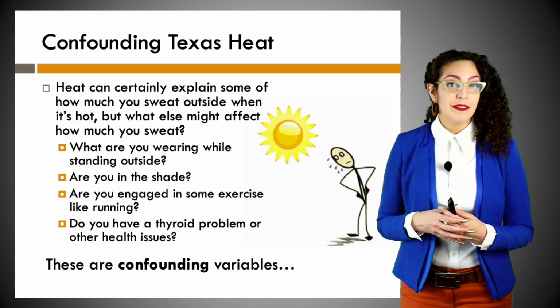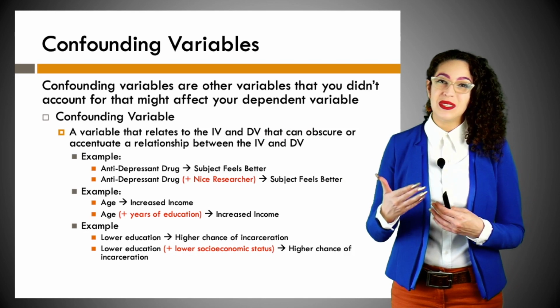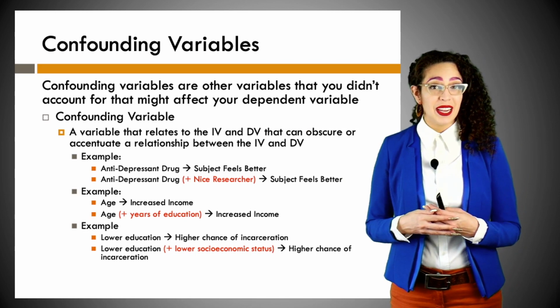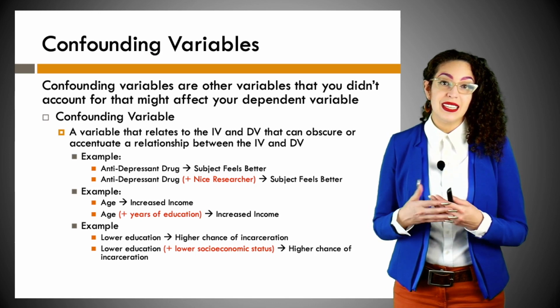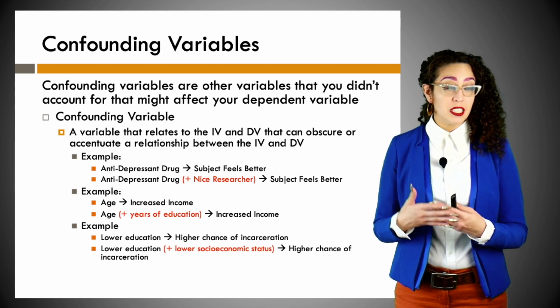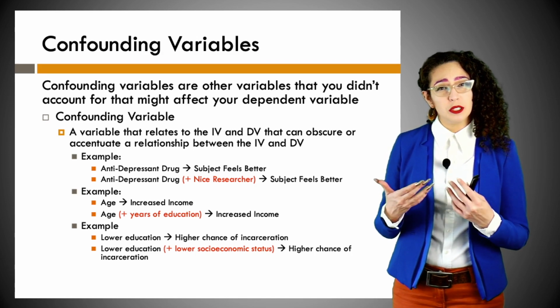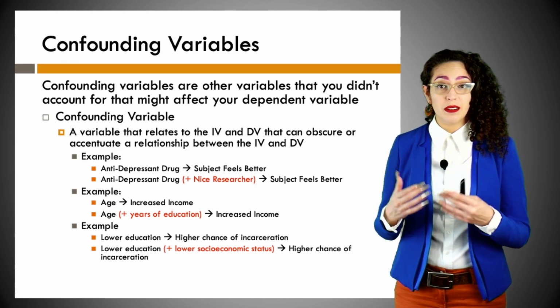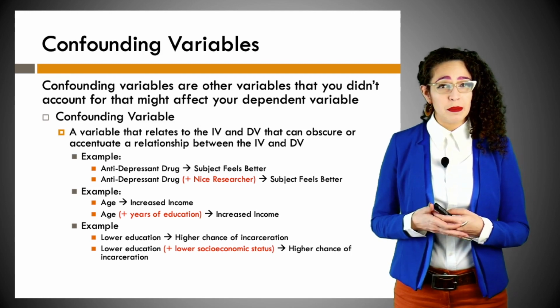These are called confounding variables. A confounding variable is another variable that you didn't account for that might actually affect your dependent variable. So there's other little things that could get in there that are maybe affecting the response from your dependent variable. A confounding variable is also something that can obscure or accentuate, make it bigger, a relationship between an independent and a dependent variable. Now let's look at a few examples.